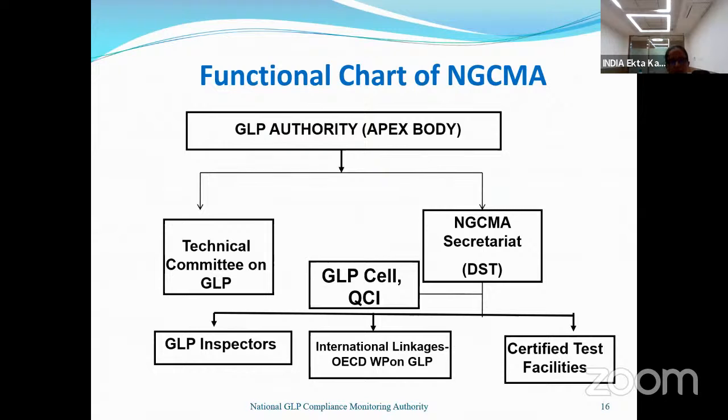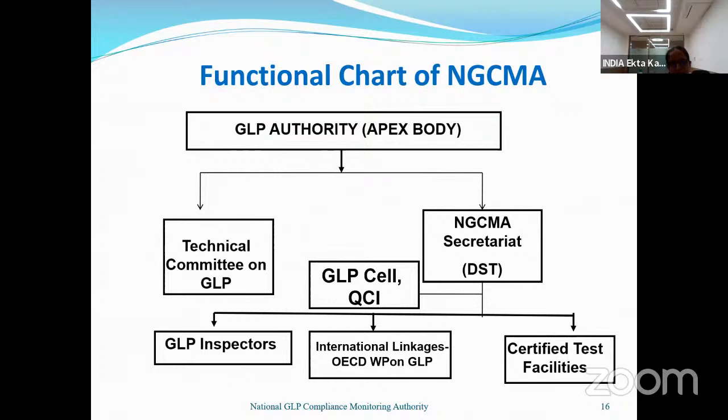The slide shows you the functional chart of NGCMA. At the top, we have an apex body called the GLP Authority, which has the secretaries of Government of India of all the stakeholder departments with whom GLP certification is concerned. And the Secretary, Department of Science and Technology is the chair of the apex body. Then under the apex body, we have the NGCMA Secretariat in the Department of Science and Technology, a secretariat working on the GLP applications from various test facilities.